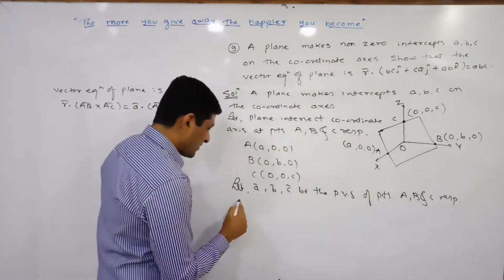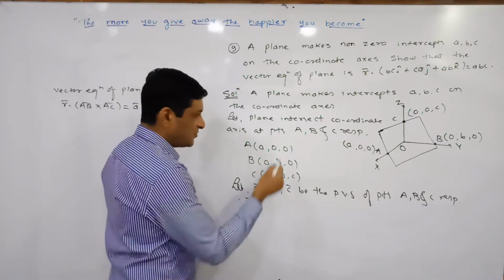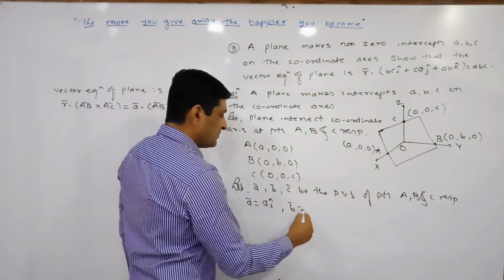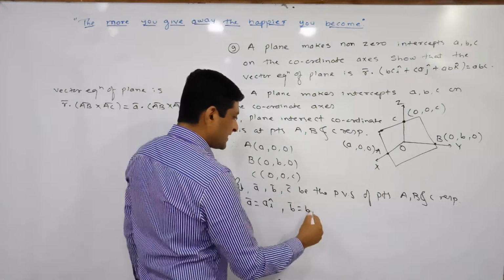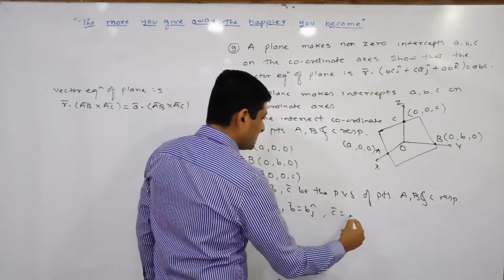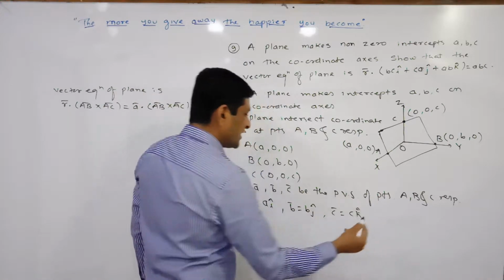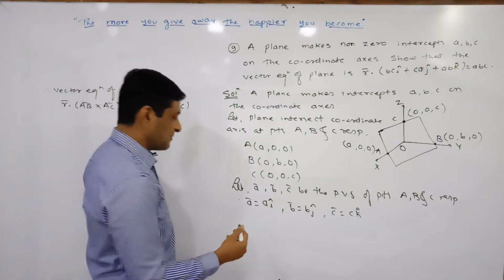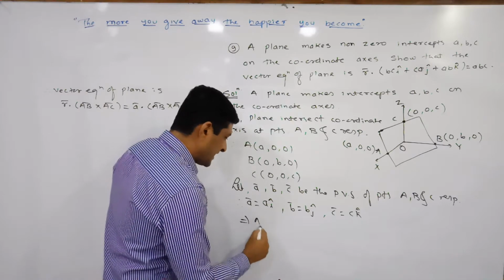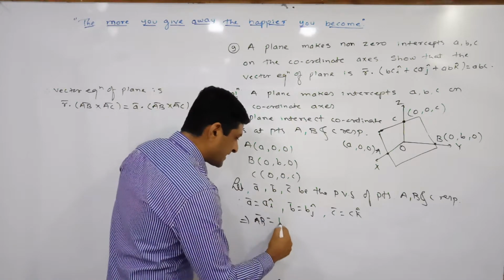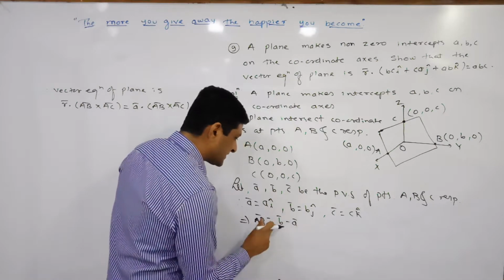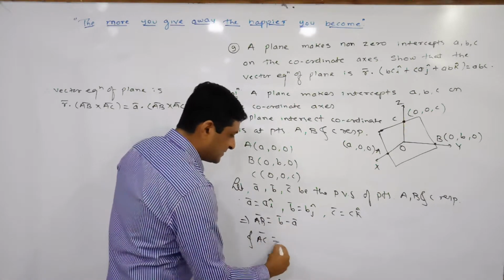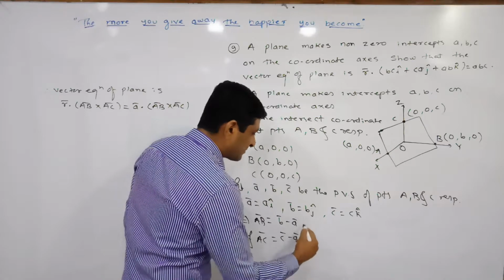So from the coordinates of point A, the value of A bar is equal to A i cap. The value of B bar will be equal to B j cap, and the value of C bar will be equal to C k cap. Once these values are known to us, then find AB bar and AC bar. So this implies that AB bar can be found as B bar minus A bar. And the second required value is AC bar. AC bar can be found as C bar minus A bar.